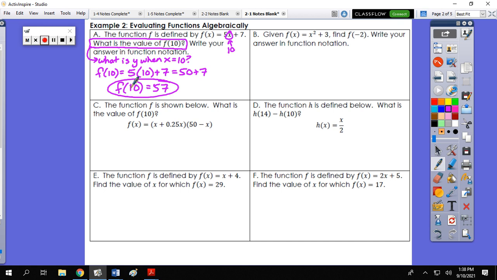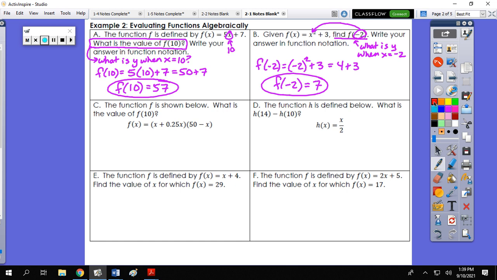Okay, letter B is the same sort of example. Given that f of x is x squared plus 3, find f of -2. Write your answer in function notation. So again, when it says find f of -2, it is saying, what is y when x equals -2? Which means they're supposed to take -2 and plug it in for x. So f of -2 would be -2 squared plus 3. Well, that would be 4 plus 3, because -2 squared is -2 times -2, which is 4. So f of -2 would be 7.